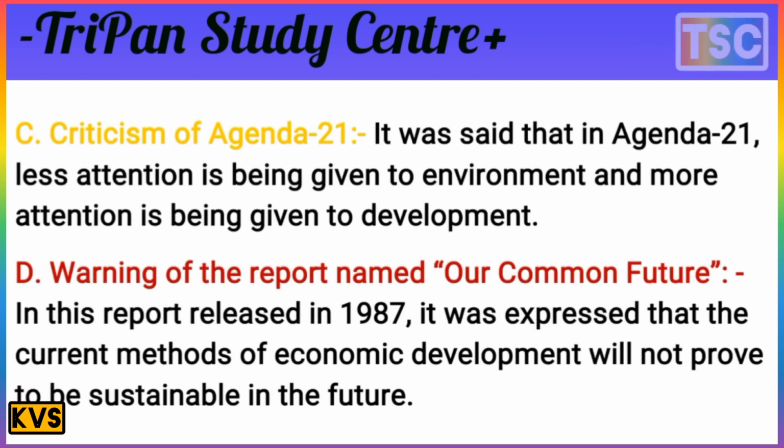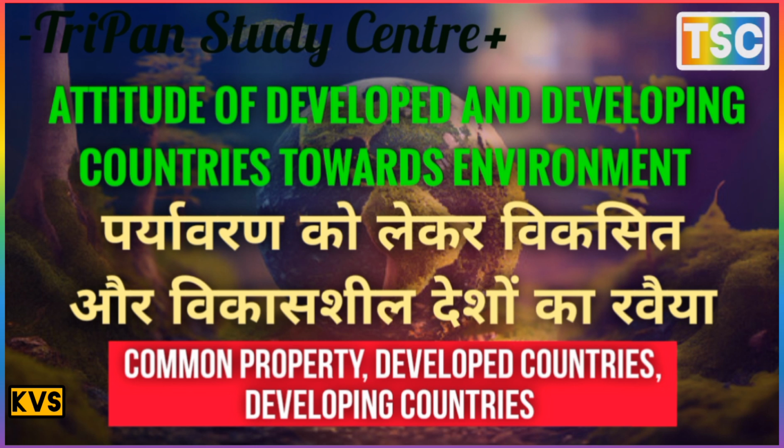The next point is the warning of the report named Our Common Future. In this report, released in 1987, it was expressed that the current method of economic development will not prove to be sustainable in the future. That's important. Our Common Future, released in 1987. But the next point is the most important here.